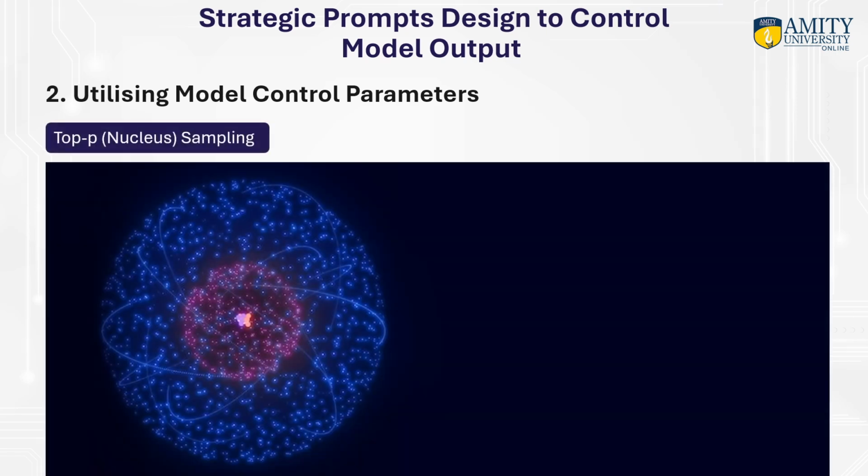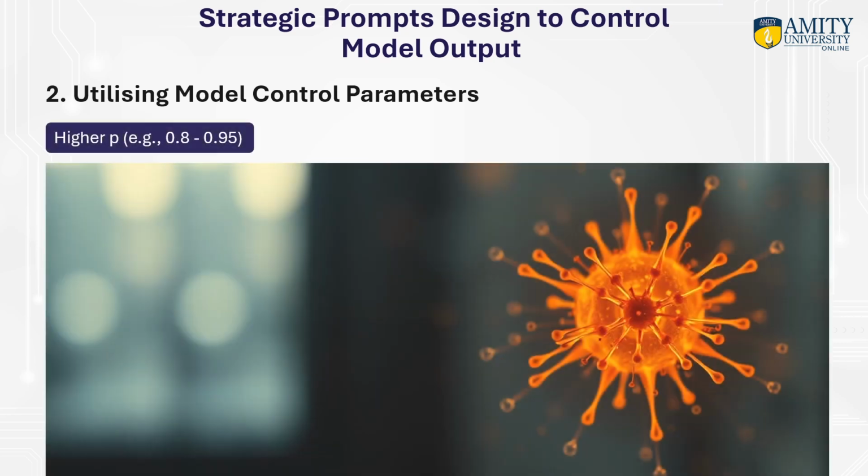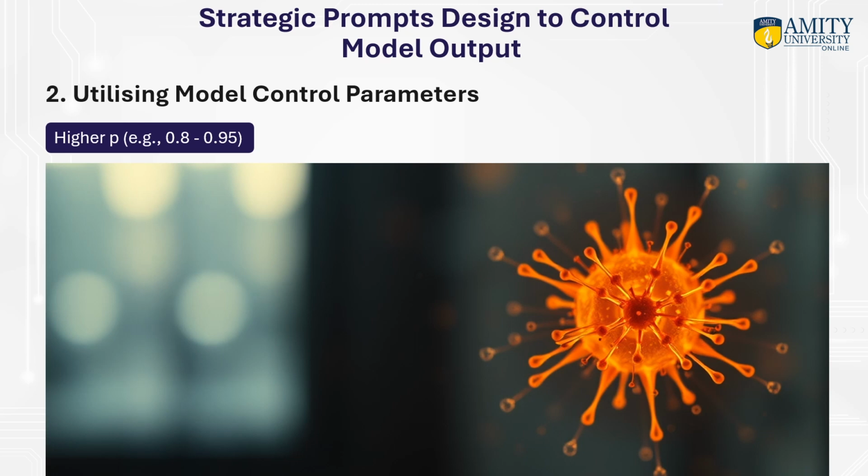Then you have top P, nucleus sampling. This parameter dynamically selects the smallest set of words whose cumulative probability exceeds the probability P. Okay, so what is this? Let's try to understand it with its values. If I give higher P values, for example in the range of 0.8 to 0.95, you will have more diverse output, similar to higher temperature.